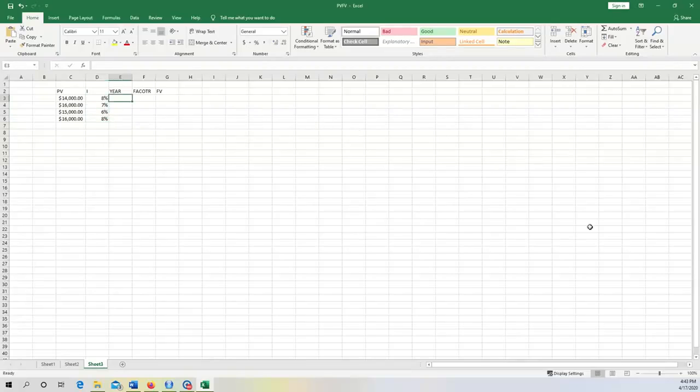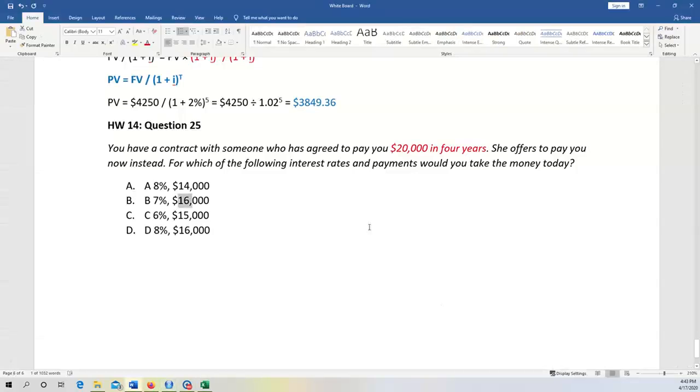Okay, for how long, the year will be the same, because you want to compare the future value for each combo, right? The 4-year-ahead future value. You need to compare this 4-year-ahead future value with $20,000. If the future value for this combo is bigger than $20,000, right, then you're going to take this amount of money right now. Otherwise, it's better for you to take $20,000 in 4 years.